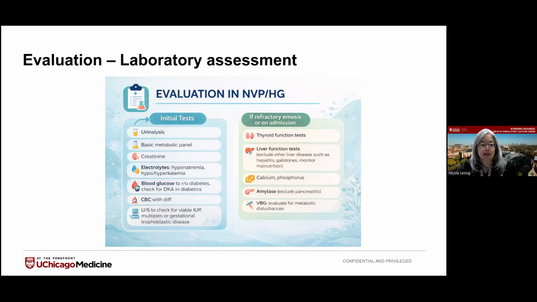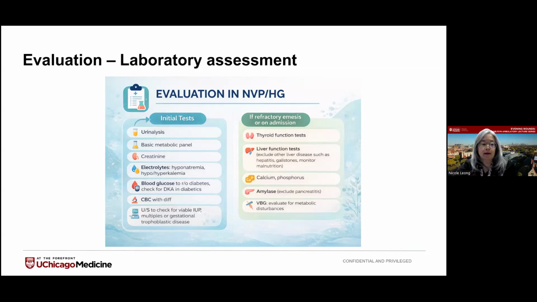We're going to check electrolytes, and with a basic metabolic panel, we're looking at creatinine and electrolytes, evaluating for sodium levels, and evaluating for potassium. If the creatinine is very high, it could be a sign of severe dehydration too. We can check a blood glucose just to rule out, in someone who's diabetic, a DKA. A complete blood count with a differential can evaluate for other signs of infection.